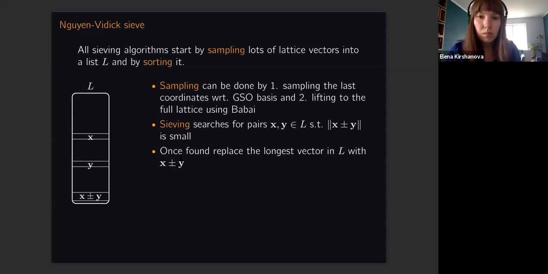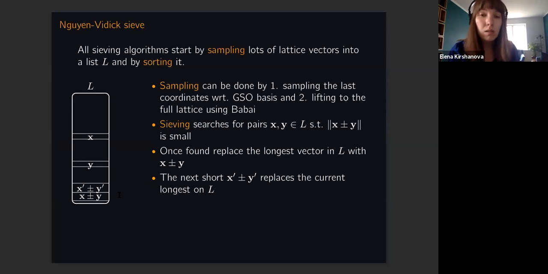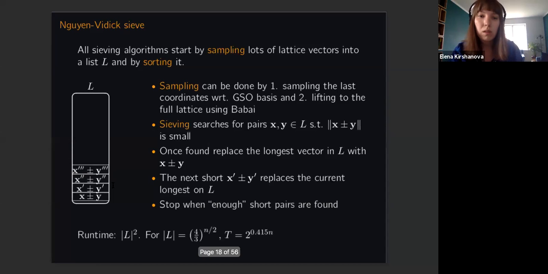So by dependencies, I mean there could be collisions, because if you had fewer vectors, you would have found the same reduction again and try to reduce X plus Y with X plus Y, you will get 0. But it doesn't matter once you have enough vectors. All right, and you repeat that, you find the next short sum and you replace the current longest vector on the list. So here you replace the next position and so on and so forth until you get enough short pairs.